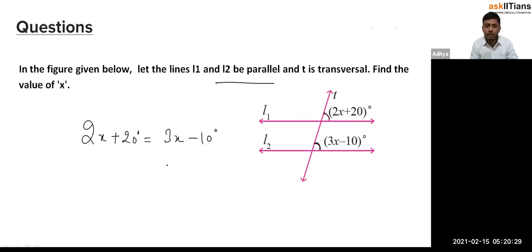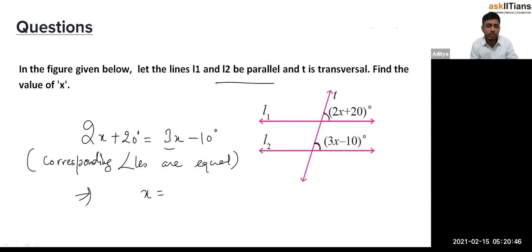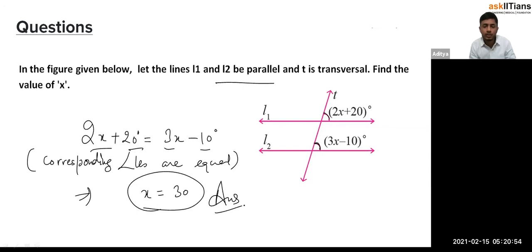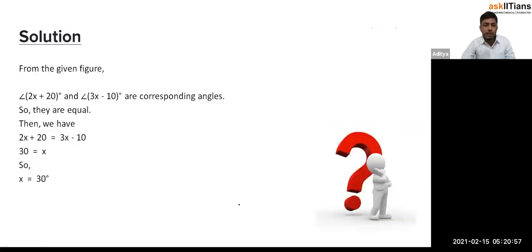Right? So that's what we are writing. And the reason is corresponding angles are equal to each other. Okay. So from here we are going to get that x is equal to 3x minus 2x gives us x, 10 plus 20 gives us 30 degree. Okay, so x is equal to 30 is our answer. Correct? So here also we have the same solution, that these two angles are corresponding angles, so they are equal. Finally, solving the equation, we get the value of x as 30.